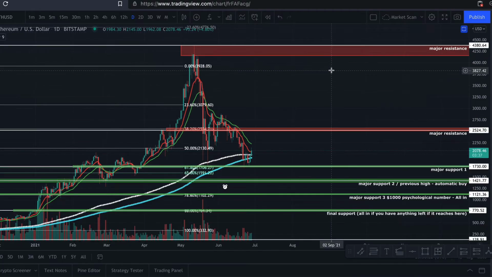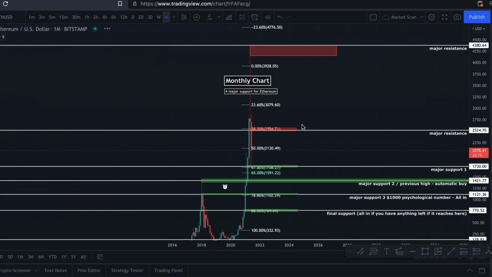Okay, so now we are onto Ethereum, and this is what I have for Ethereum. Right now, we clearly have a major resistance up here, and we have a major support right here. It's very clear we could sell here and buy here, but this is a pretty big resistance area. So what I do is the monthly chart, and you can see on the monthly chart, major resistance, major support, right?